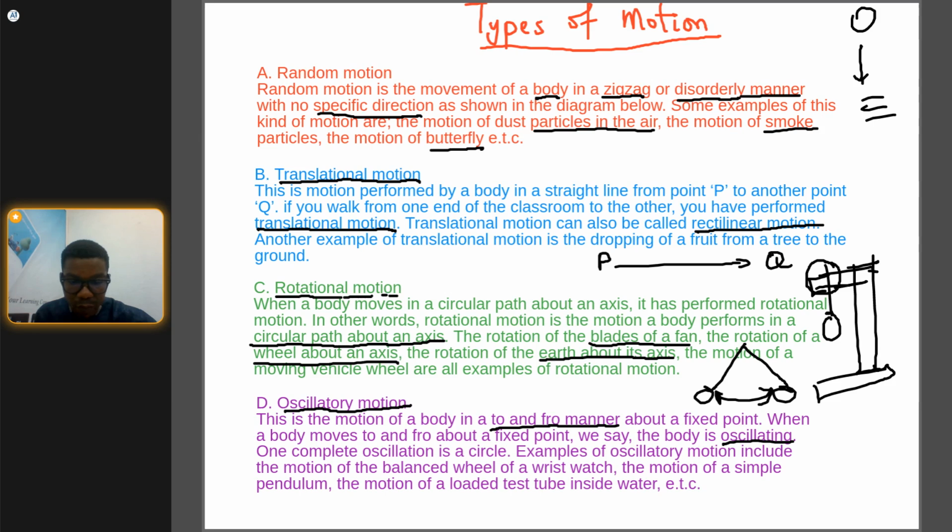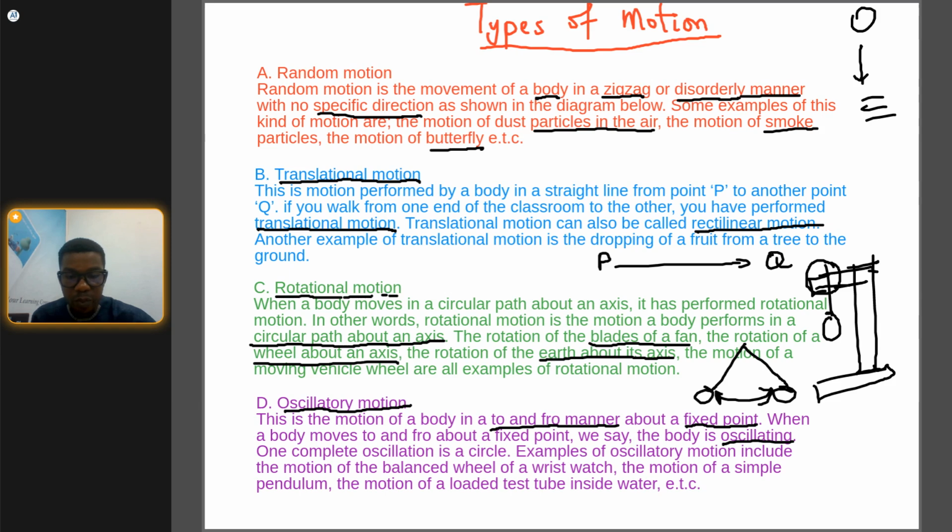All these key points we are supposed to take note of, because when you are defining, you have to put them in your definition. Or for the sake of CBT, UTME, you can be asked questions that have to do with all these key definitions. So there must be a fixed point in oscillatory motion, and the movement is always to and fro. So let's consider examples of that.